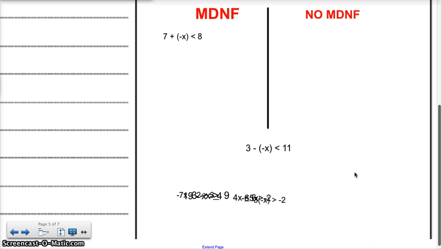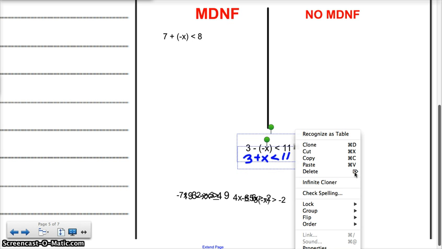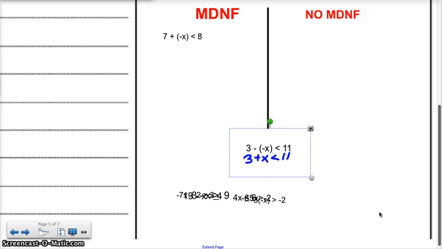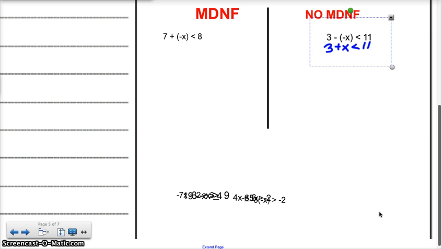3 minus a negative x. Hold on, this is tricky. I usually do this last. Wait, no. Because this turns to plus. 3 plus x is less than 11. No, there's no negative. The negative kind of disappeared. Make sure you write in your notes, write 3 plus x by that one. Put an arrow to that, no MD and F is what I would do to save me some time. I would just put an arrow where it would go, and then I would write why it is. Okay? This is a no MD and F because I'm actually adding.